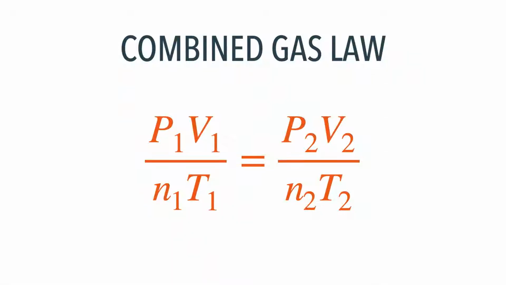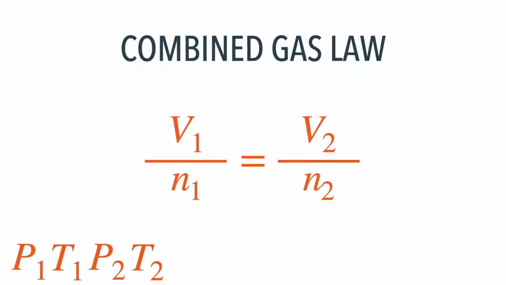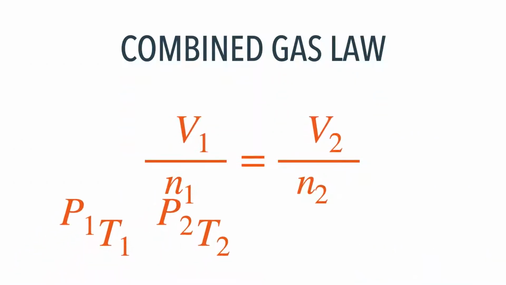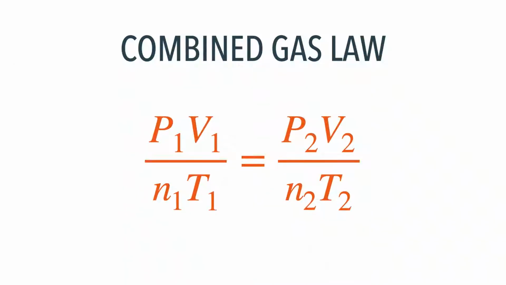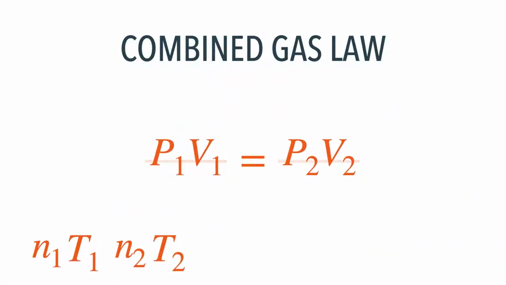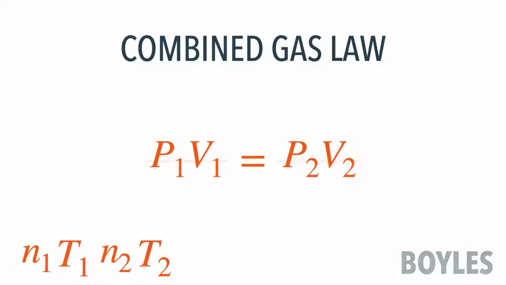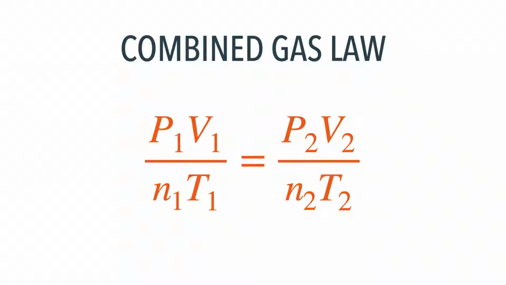For example, Avogadro's law focused on keeping pressure and temperature constant. This leaves volume and number of moles, which is Avogadro's law. You can simplify the combined gas law into all 4 gas laws. For example, if the number of moles and temperature stays constant, you're left with the relationship between pressure and volume, or Boyle's law. The combined gas law allows you to calculate how the variables will change in many different scenarios.